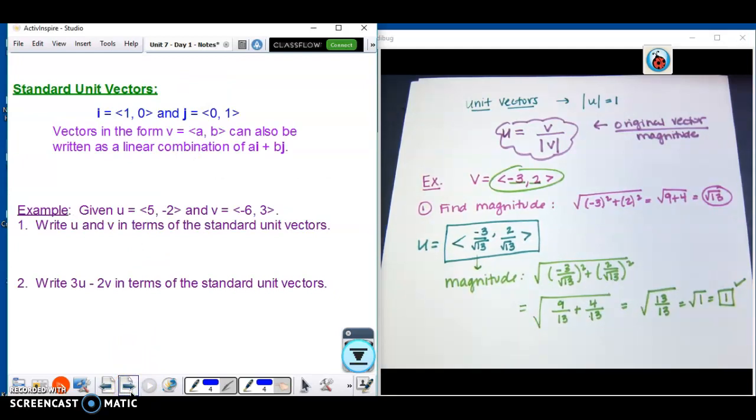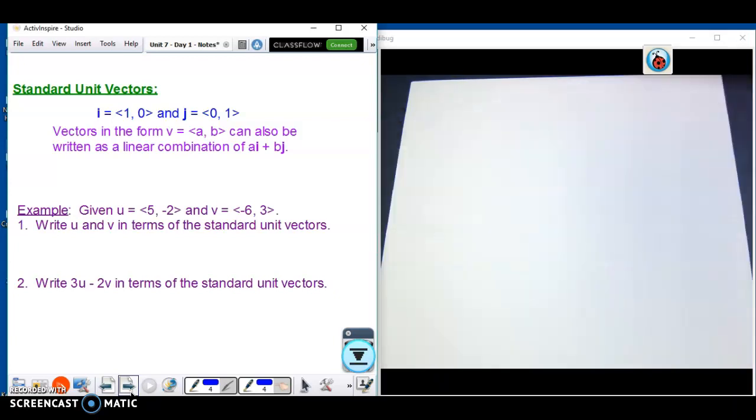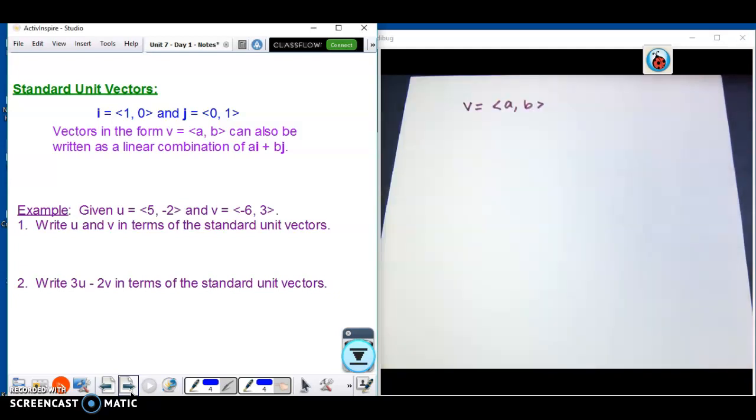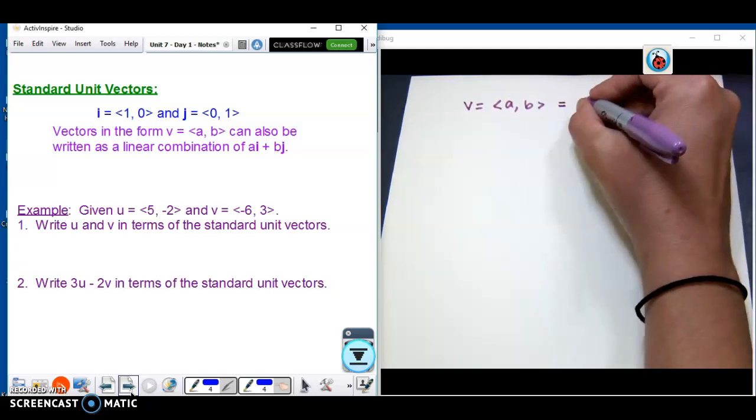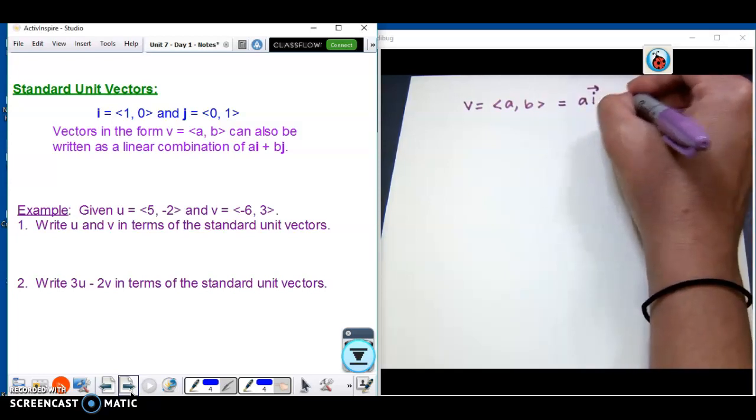Okay, next is standard unit vectors. This is just a different way to write the problem. Once again, if you take physics, you will go way more into what these standard unit vectors mean, but for pre-cal, really all you need to know is that it's just a different way to write it. A lot of times for a vector, all the ways we've been writing it is a, b, with the less than and greater than signs around it. A different way that it can be written is with i and j. This is the same thing as writing a with the unit vector i beside it, plus b with the unit vector j beside it.